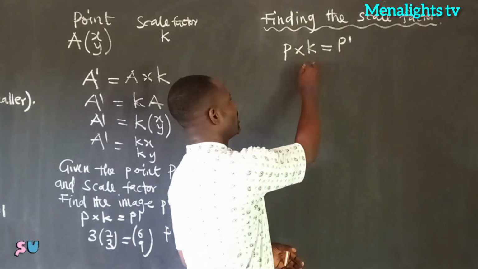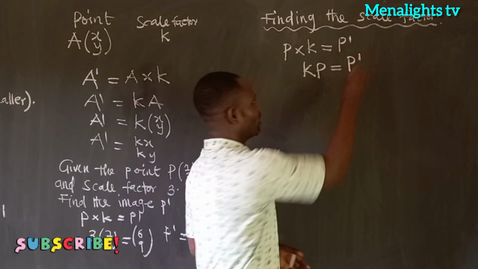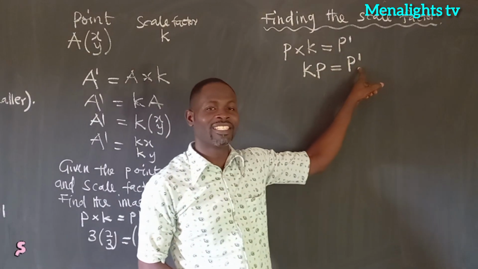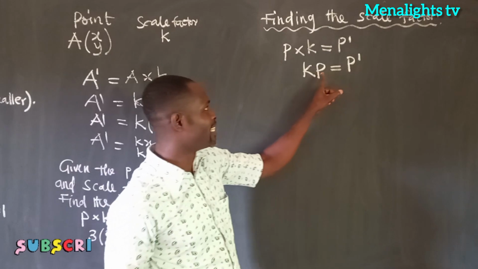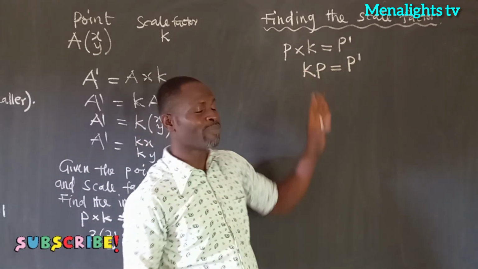So it means that Kp is equal to P1. And this P1 is the image, and this P is the object. So for us to find K, we have to make K the subject.